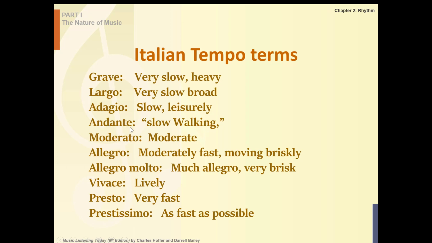Andante. Andante is from the Italian word andare, and it means slow walking. Moderato means moderate. Allegretto, moderately fast, moving briskly. Allegro molto, much allegro, very brisk. Vivace, lively. Presto, very fast. Prestissimo, as fast as possible. If you could remember those terms, that would be wonderful.